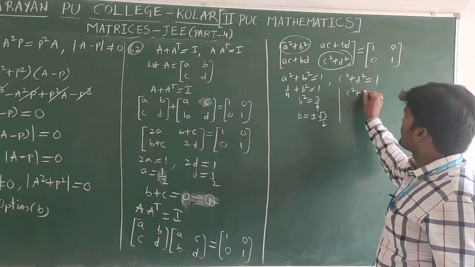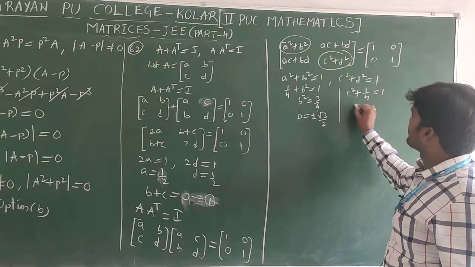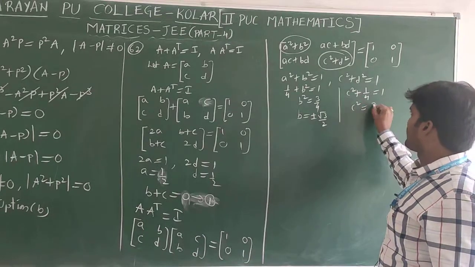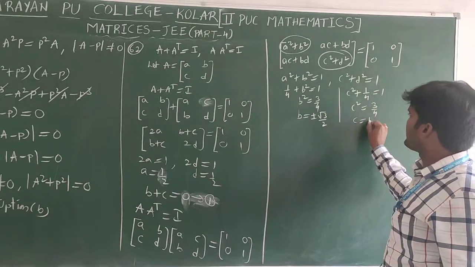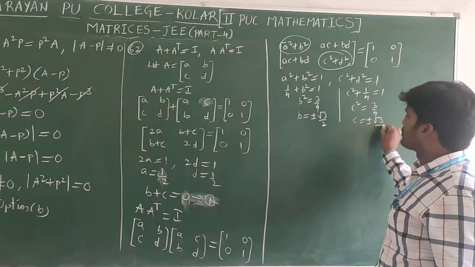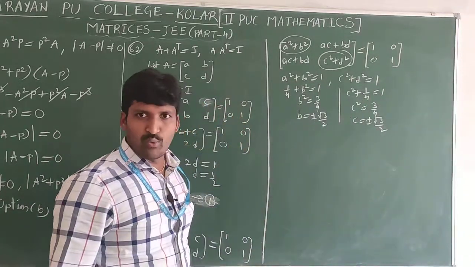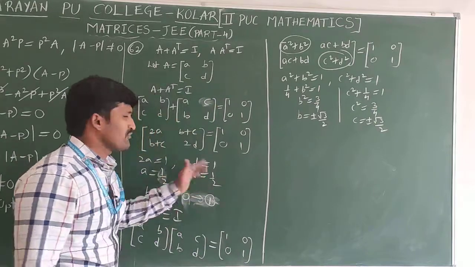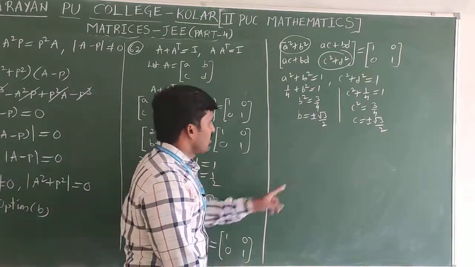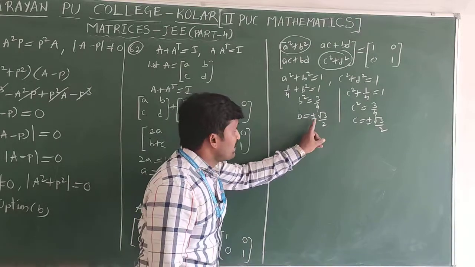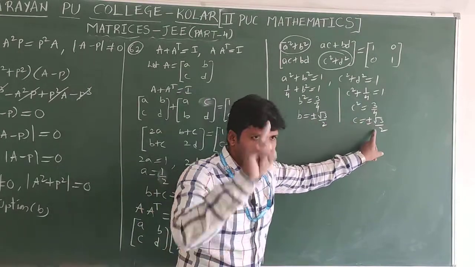C square plus D square means 1 by 4 equal to 1. Same, C square equals 1 minus 1 by 4, which is 3 by 4. C is plus or minus root 3 by 2. Here B and C, we got two values for each. A and D are fixed. Now to satisfy this condition, if you take B as plus, C compulsorily has to be minus only.